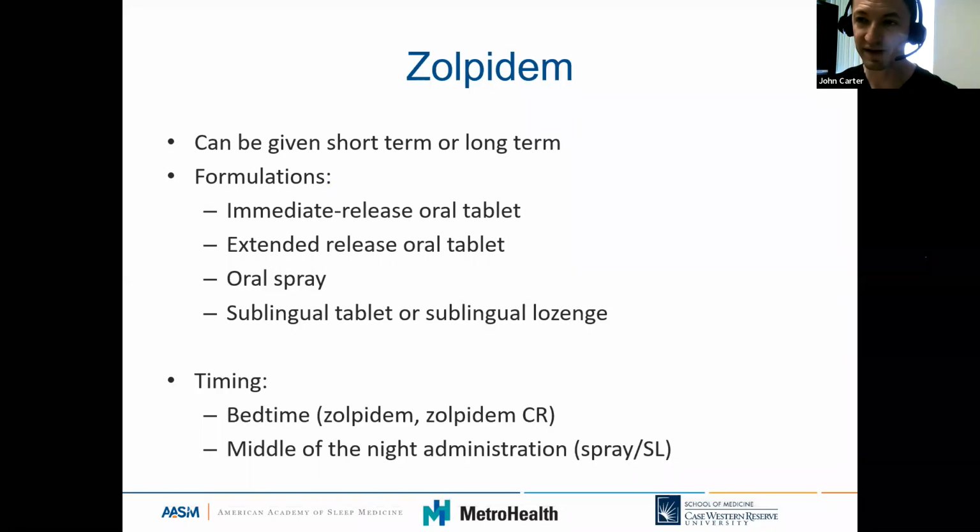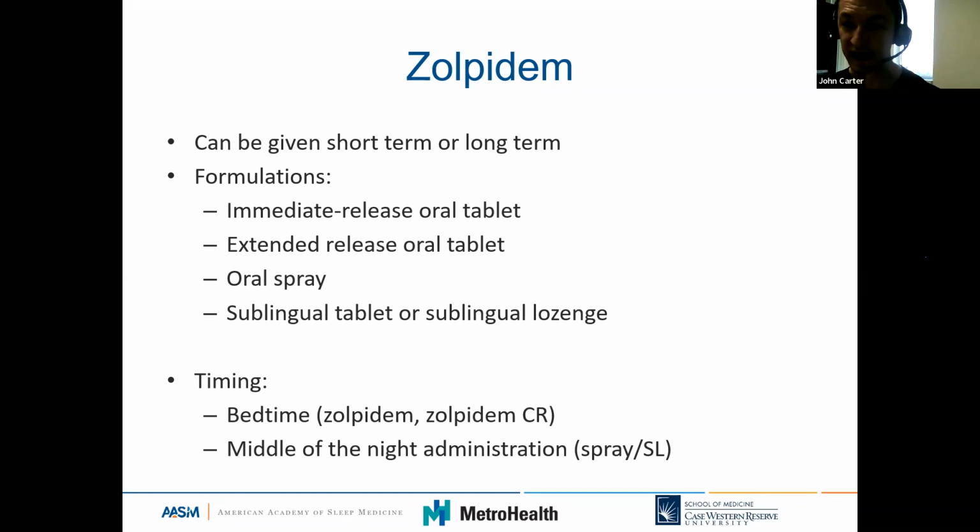Very quickly, some specifics about zolpidem, because it's among the most commonly used medications that we prescribe for insomnia. It's got evidence supporting both short-term and long-term usage. Again, there's data looking at 12 months of continuous every night usage. There are various formulations available. The standard tartrate, which is an immediate release oral tablet. There's the continuous release formulation.